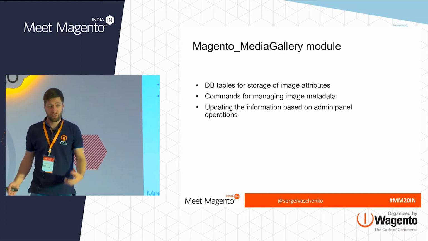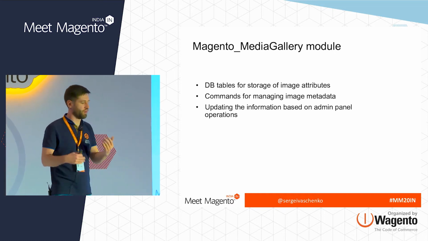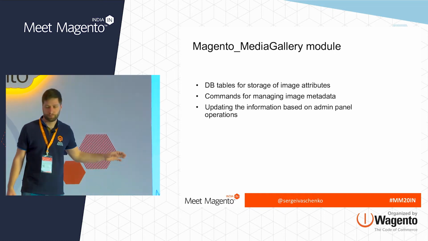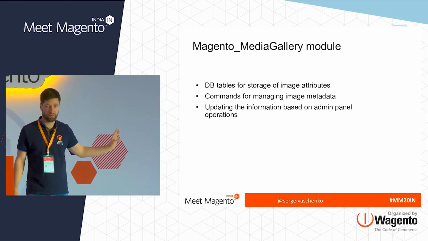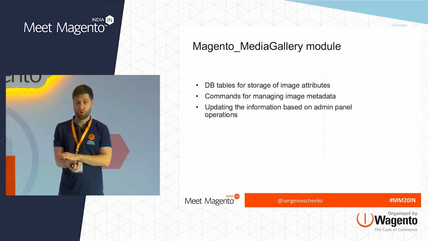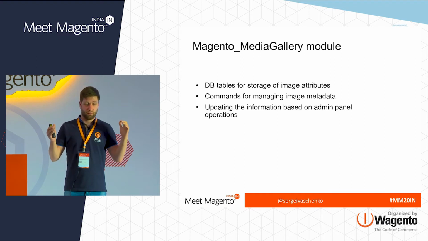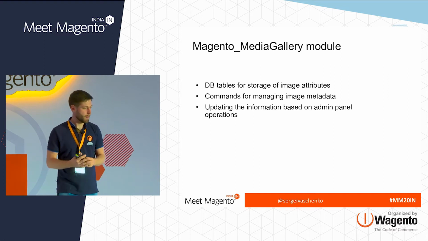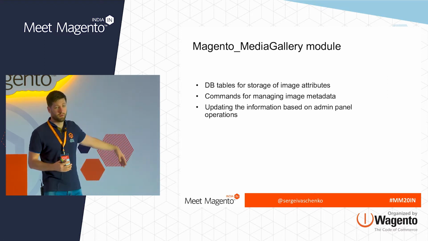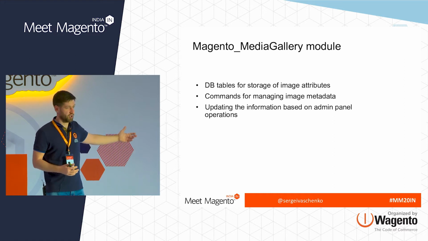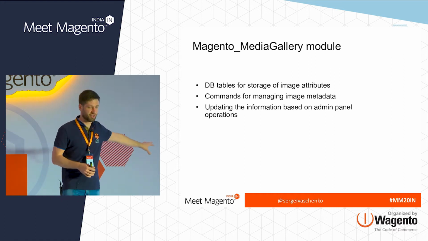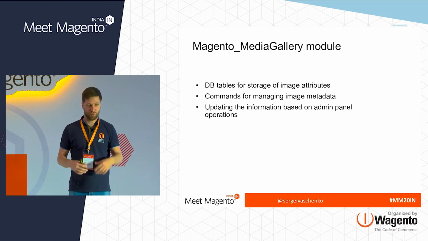Also, one thing that was developed and added to the 2.3.4 release was the Media Gallery module. Media Gallery is a new module in the latest Magento release that provides the ability to store attributes of the media. Right now we are storing some basic attributes and keywords for the image. For now, the Adobe Stock integration is basically the only extension that is using this capability and filling the storage with the image attributes that can be used later.